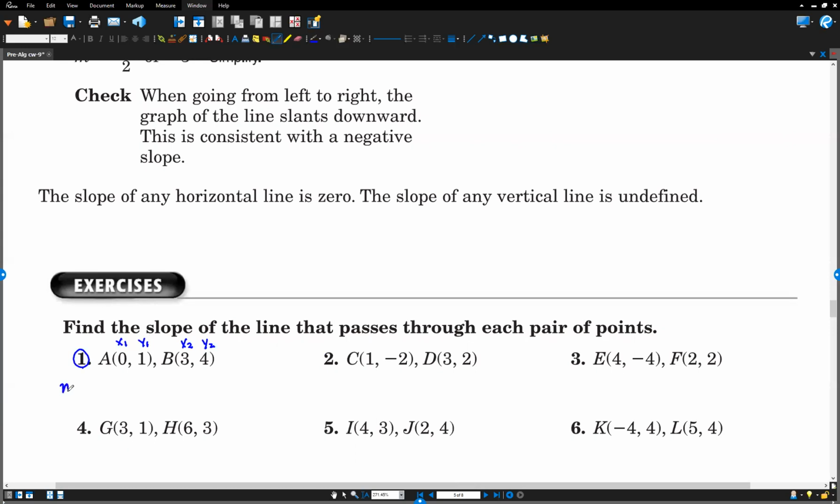The slope can be obtained with the formula, right? y2 minus y1, that is the change in y, over x2 minus x1, that is the change in x. So y2 minus y1 is 4 minus 1, and x2 minus x1 is 3 minus 0. 4 minus 1 is 3. 3 minus 0 is 3. 3 over 3 is 1, right? That's the slope. What does that mean? 1 right, 1 up. That's the slope.